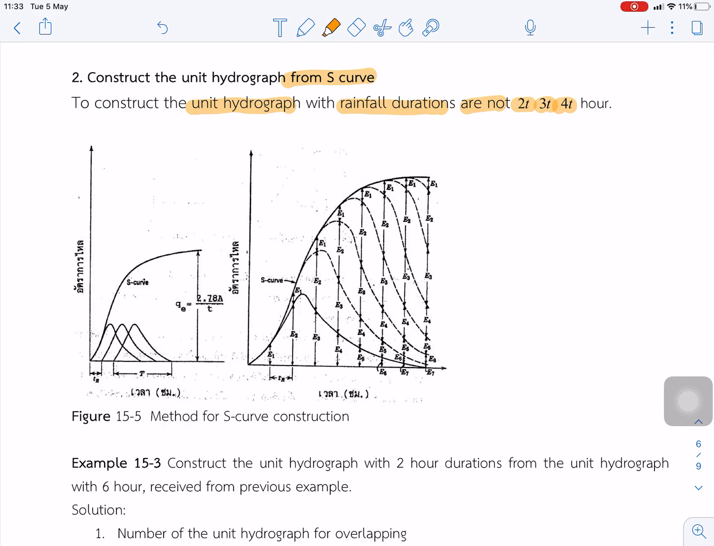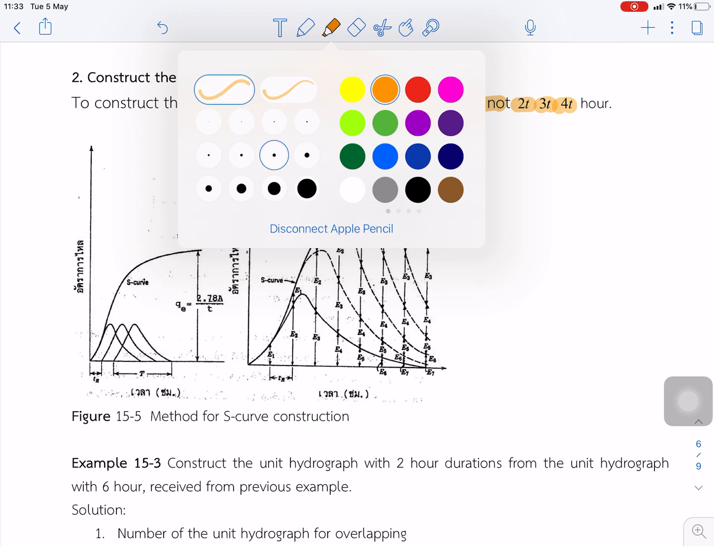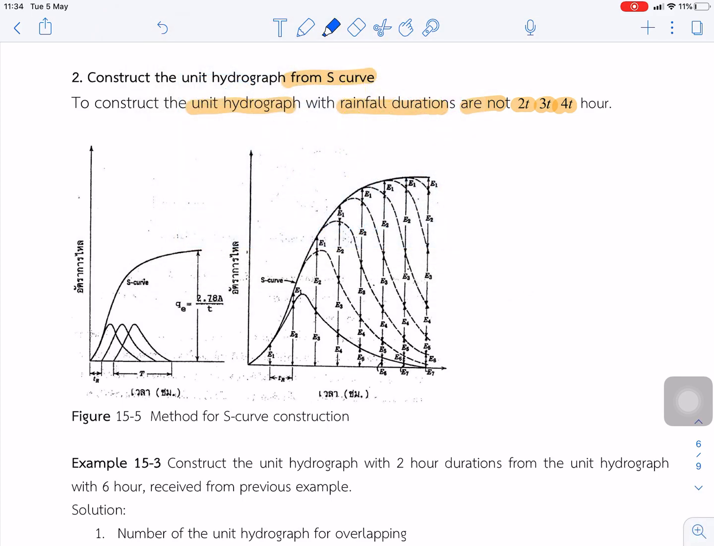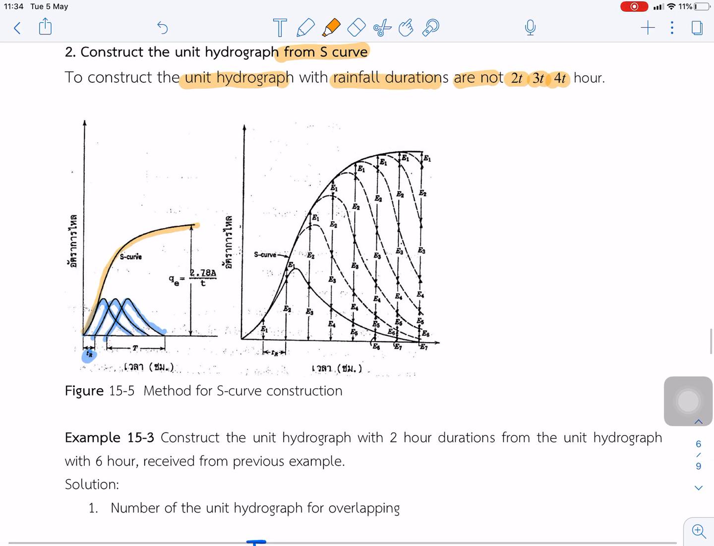We have to use this series of unit graphs, making a time lapse between each unit graph of TR. TR means the duration of rainfall. We put them together to infinity and add them up to get the S curve. So for the unit graphs, we put them together and add up in the infinity term.